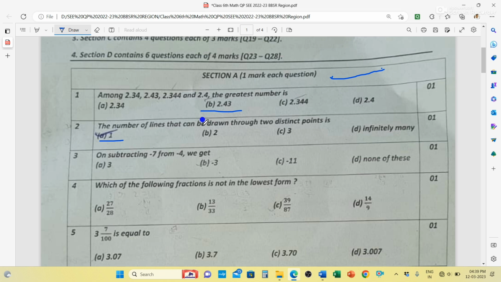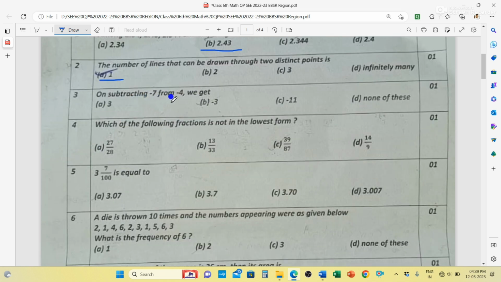Okay. Then, on subtracting -7 from -4. So here we have to understand the question in a better way. You have to subtract -7 from -4, not -4 from -7. So first you will write -4. You have to subtract -7 from -4. That means -4 minus -7. So it will be -4 plus 7. So -4 plus 7 will be 3. So the answer will be 3.